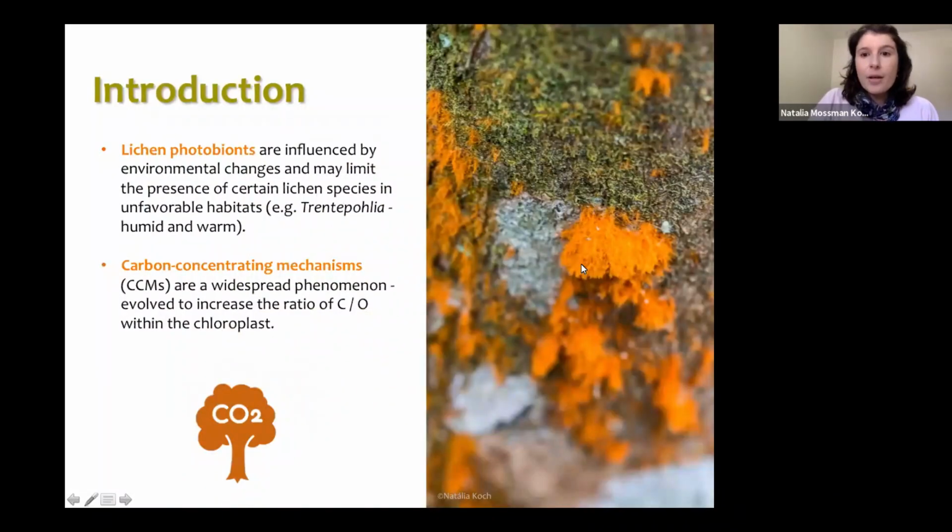Lichen photobionts are influenced by environmental changes, and they may limit the presence of certain lichen species in unfavorable habitats. One example is Trentepohlia and its relation to humid and warm environments, which may limit the presence of certain lichen species associated with this genus. Carbon concentrating mechanisms, which I'm going to call CCMs here, are a widespread phenomenon evolved to increase the ratio of carbon to oxygen within the chloroplast.